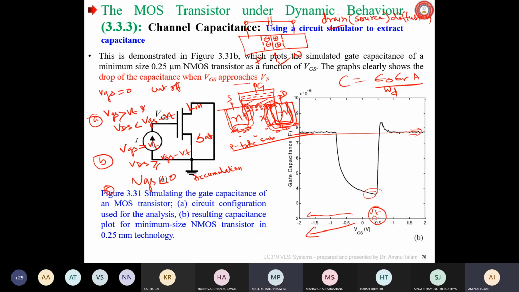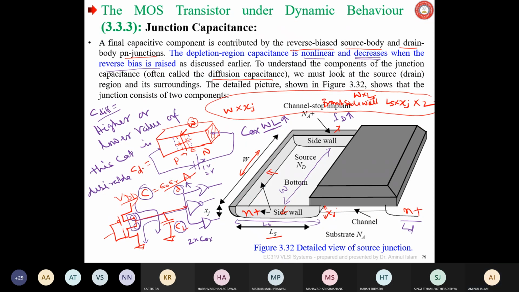Even if the source side is not biased, there will be a depletion layer because of the concentration gradient. Yes or no? Yes, sir. So we are talking about that capacitance around the drain or around the source. So to find out the capacitance, what do you need? The area.